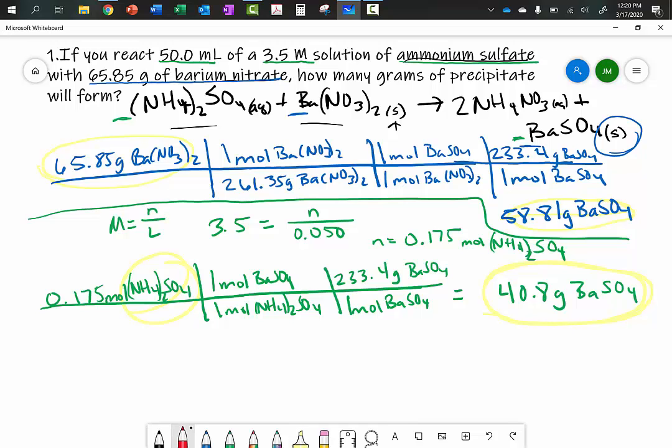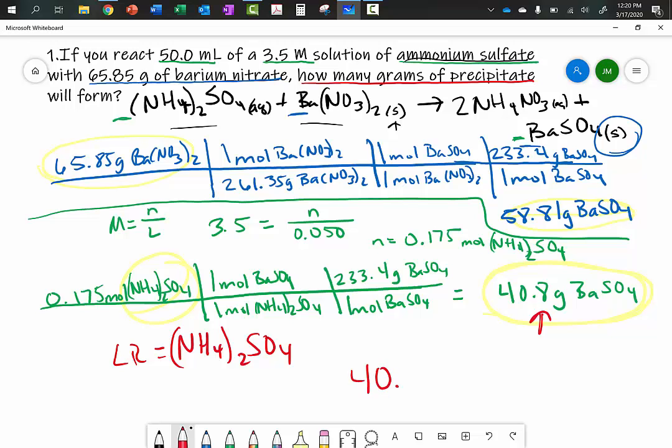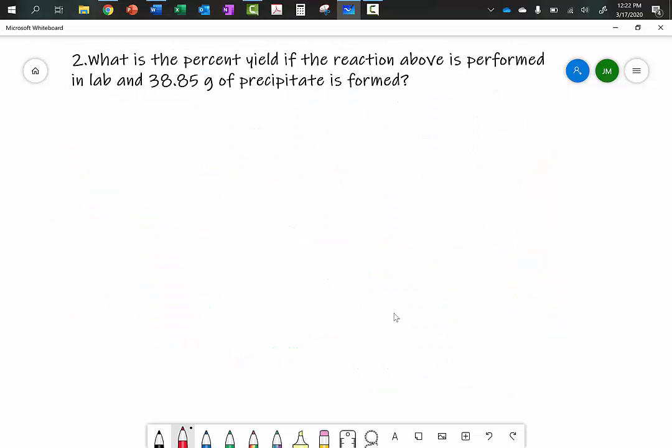So in this case, I know that my limiting reactant is my ammonium sulfate. Now to answer the question, how many grams of precipitate will I form? Well, I've already calculated that. I'm going to form 40.8 grams of barium sulfate. All right, my second question says, what is the percent yield if the reaction above is performed in a lab and 38.85 grams of precipitate is formed?